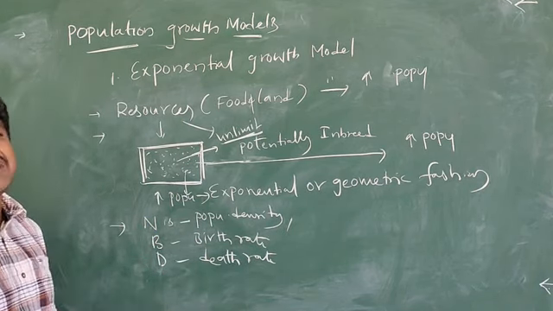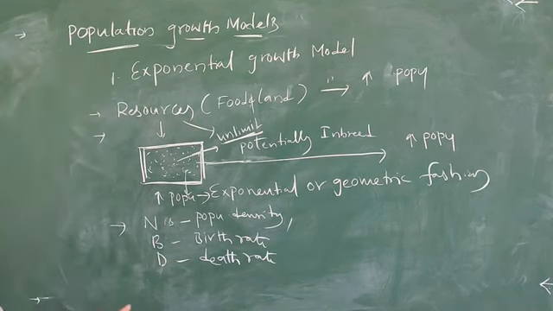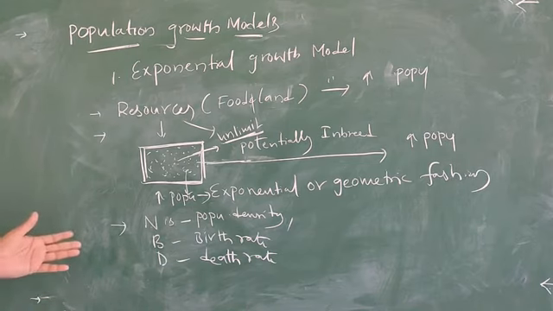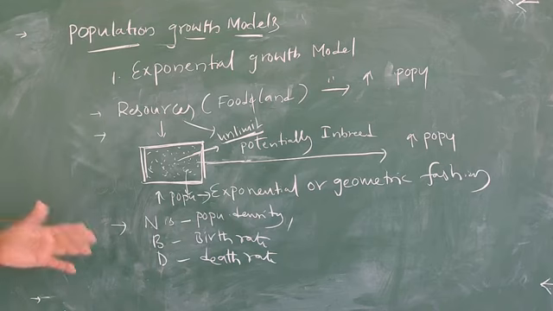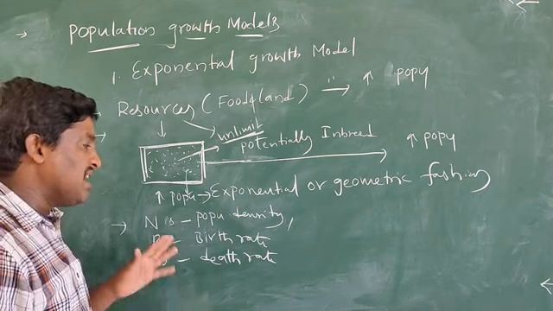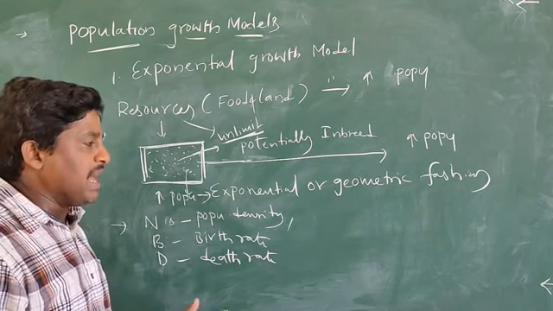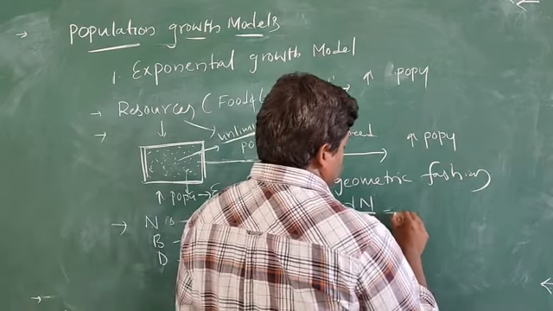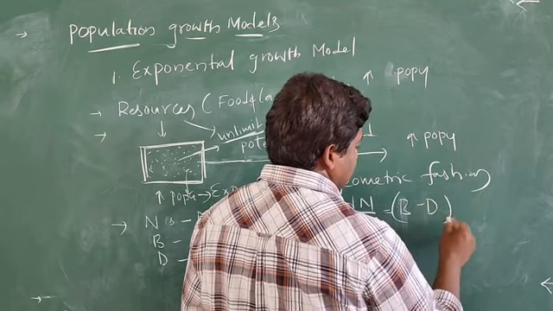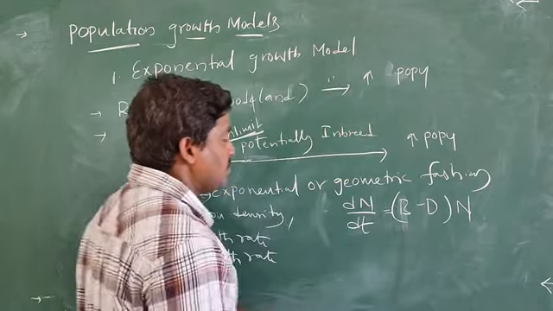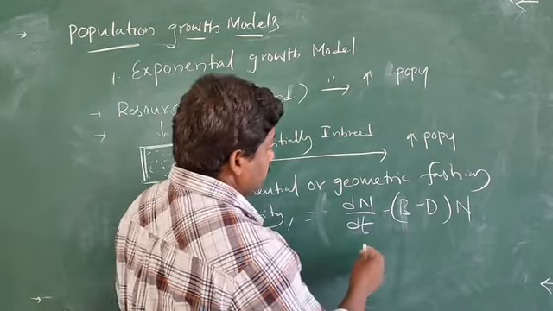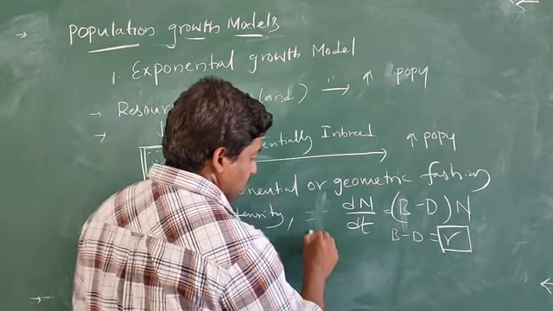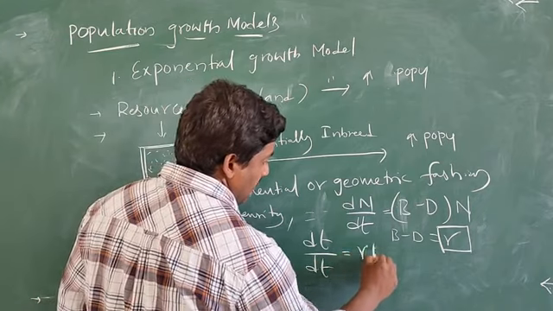Then the increase or decrease of n during a unit period of time t, that means dN/dt, is equal to birth rate minus death rate, into N. Now here b minus d is indicated as r. That means dN/dt is equal to rN.